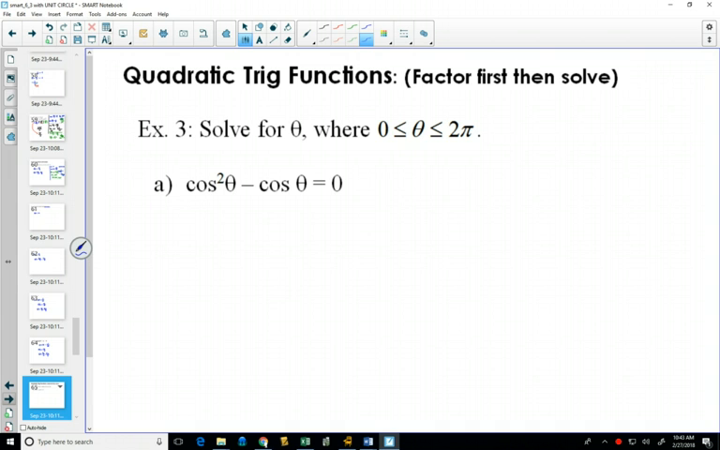Grade 11, you also had quadratic equations. Quadratic equations were normally like x squared plus 5x plus 6 equals 0, and you'd have to factor to solve them. Well, we'll also have quadratic trig equations. So again, we'll try to factor first and then solve. In this case, we have a common factor, cos squared minus cos. There's a cos in common in both of those.